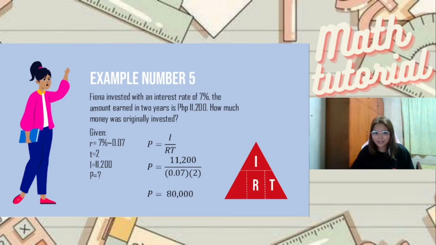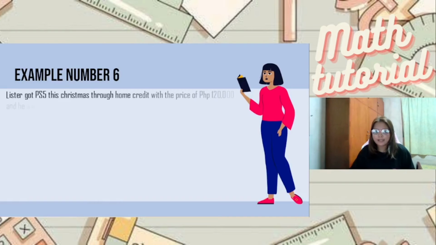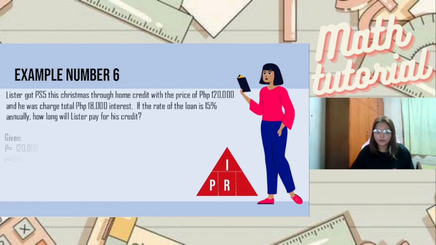So, after that, we have another example, which is the example number 6. So, ito naman is, sabi dito, Lifter got PS5 this Christmas through home credit with the price of PHP 120,000 pesos. And he was charged total 18,000 pesos for the interest. If the rate of the loan is 15% annually, how long will Lifter pay for his credit?